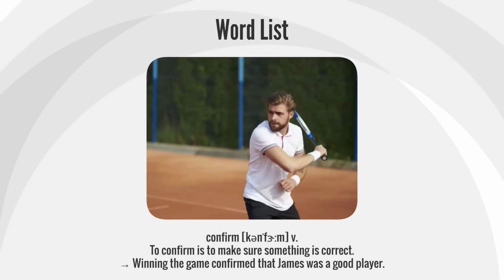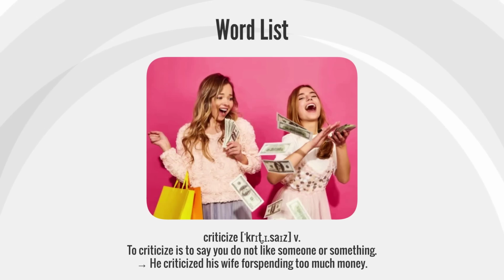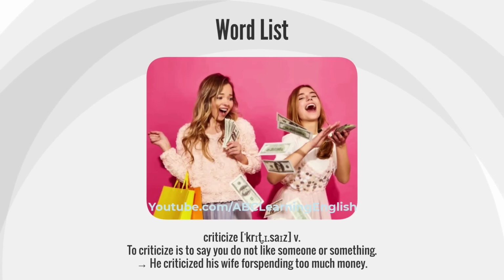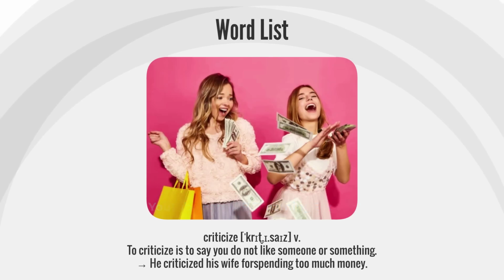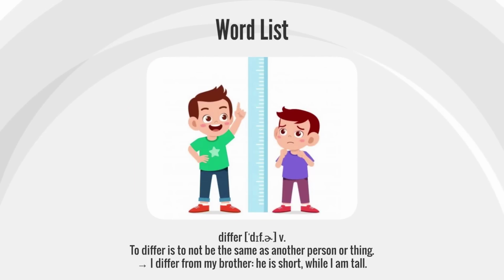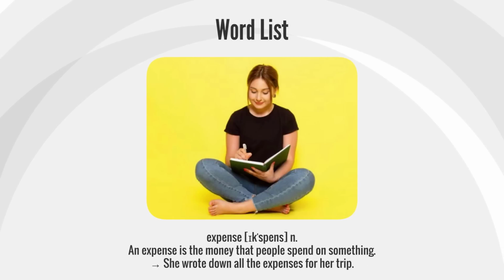Confirm. To confirm is to make sure something is correct. Winning the game confirmed that James was a good player. Criticize. To criticize is to say you do not like someone or something. He criticized his wife for spending too much money. Differ. To differ is to not be the same as another person or thing. I differ from my brother. He is short, while I am tall. Expense. An expense is the money that people spend on something. She wrote down all the expenses for her trip.